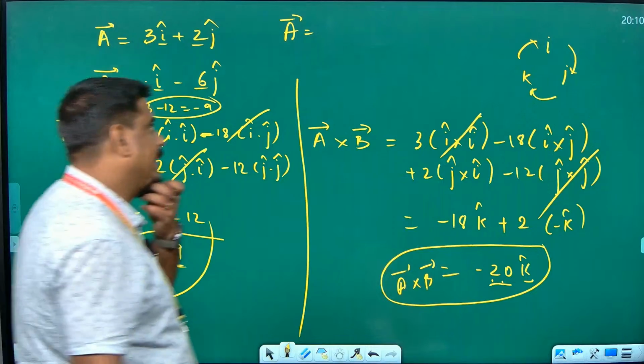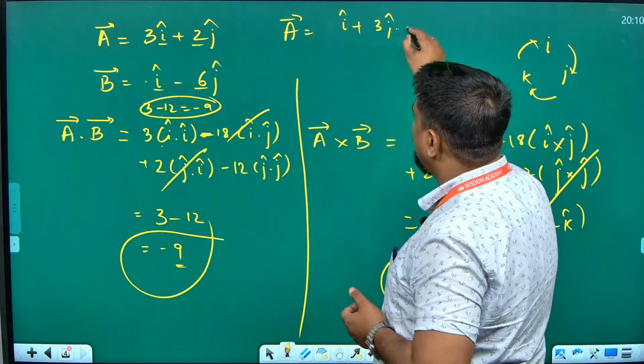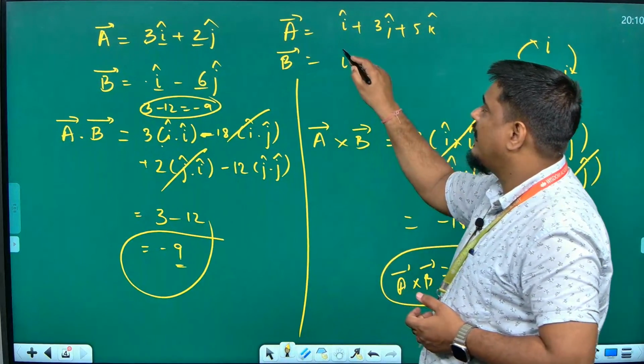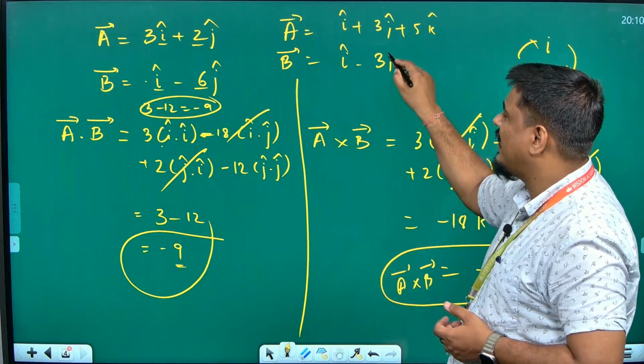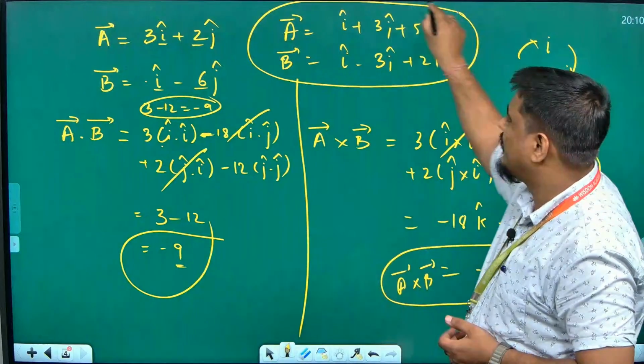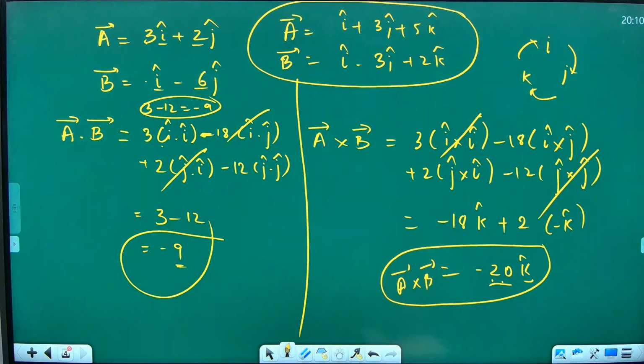Okay. A vector is i cap plus 3j cap plus 5k cap. B vector is i cap minus 3j cap plus 2k cap. Same question. Find A vector dot B vector and find A vector cross B vector. Fast, fast, fast.